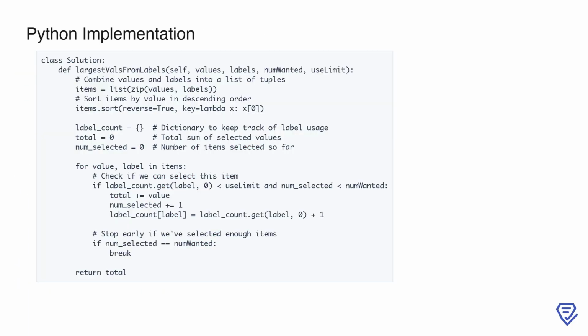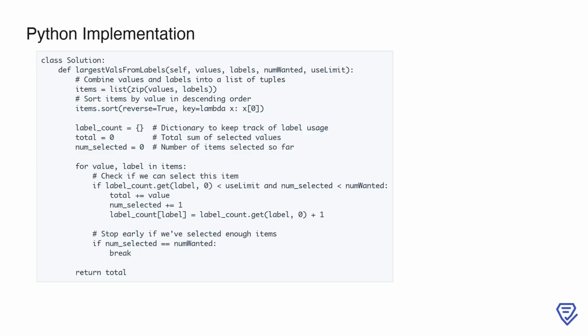This Python implementation solves the largest values from labels problem using a greedy approach. First, the values and labels are combined into a list of tuples, pairing each value with its corresponding label. Next, we sort this list in descending order based on the values to prioritize selecting items with the highest values. We use a label_count dictionary to track how many times each label has been used, ensuring we respect the use_limit constraint. We also maintain a total variable to store the sum of selected values and number_selected to count the total number of items selected.